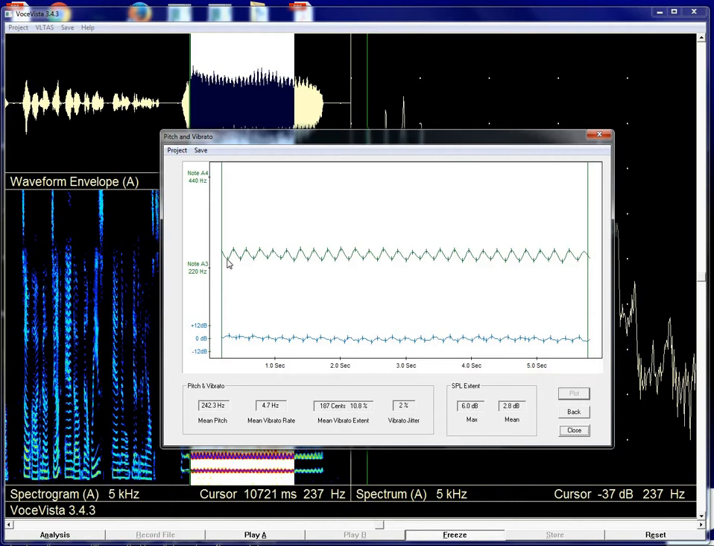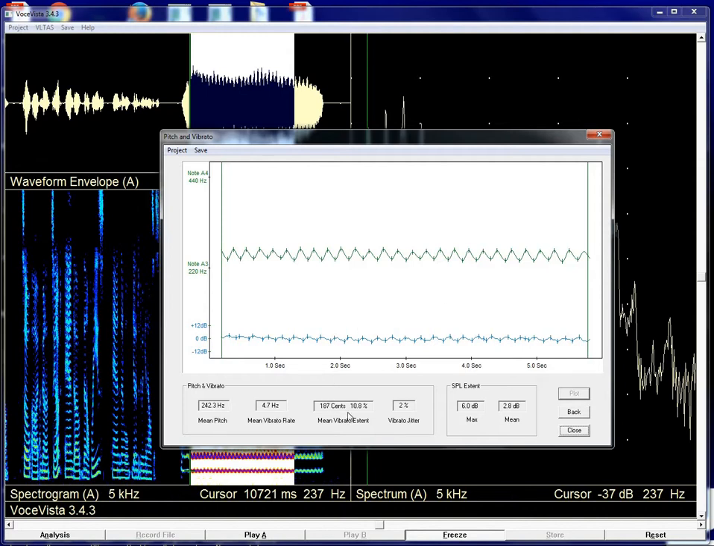It has gone through and calculated the extent, and you'll notice this is a bigger number than we saw on the previous version. In the previous version of VoceVista, it was the extent around the mean, and here we're getting basically from peak to trough, so the number is basically double. The software has gone in and got the extent for this cycle, and the extent for this cycle, and the extent for this cycle, and on and on, and then calculated the mean of that.